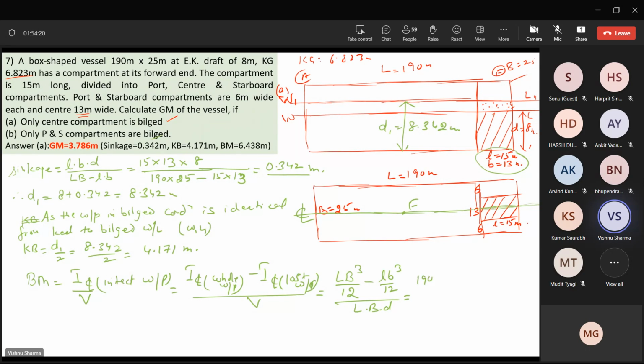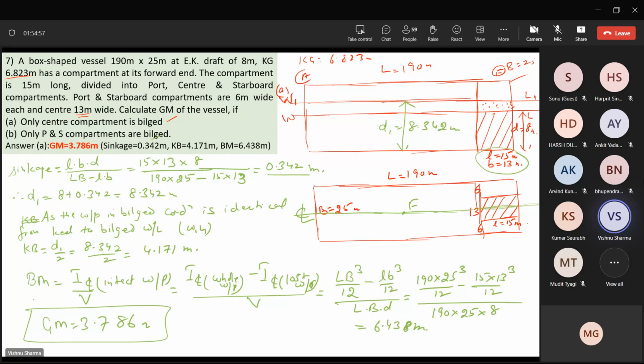So now it is 190 into 25 cube upon 12 minus 15 into 13 cube by 12, divided by 190 into 25 into 8. And if you solve this, you should be getting a BM of, the answer is there on top, 6.438 meters, unless I have made any mistake in the expression. 6.438. Okay. And then this gives you the GM of 3.786 meters. You can calculate and see whether the GM is 3.786 or not.